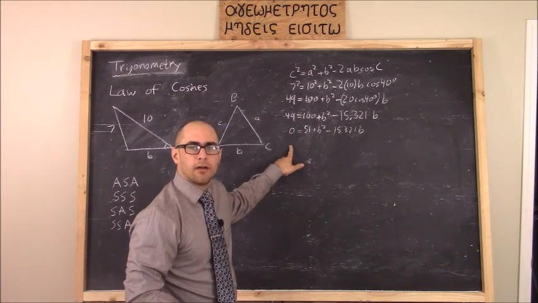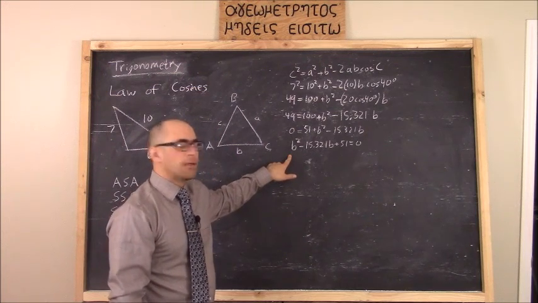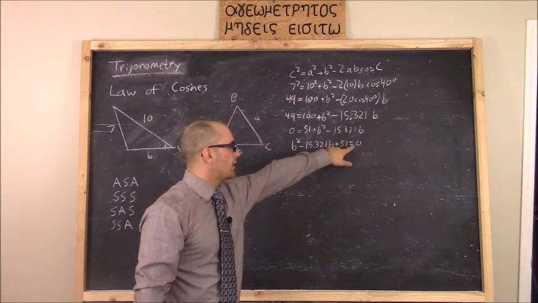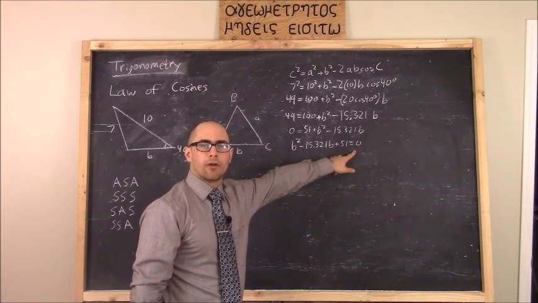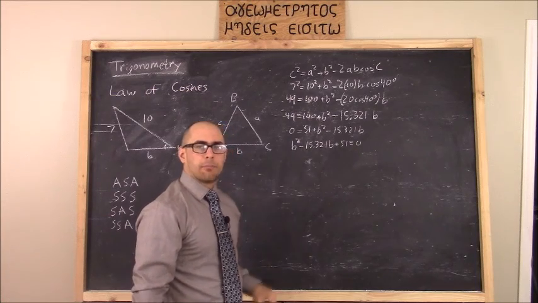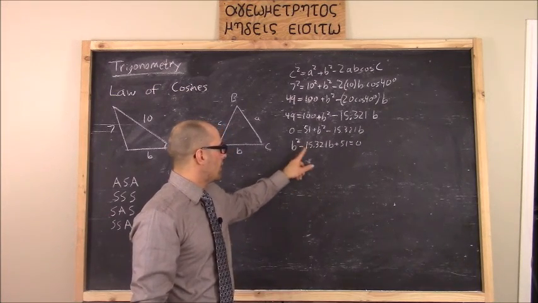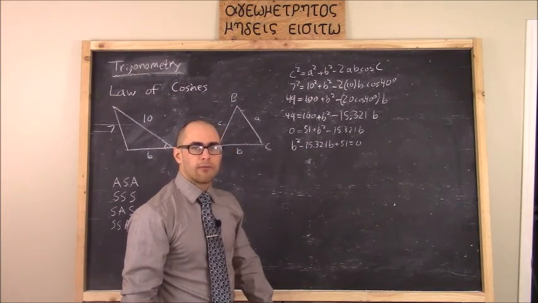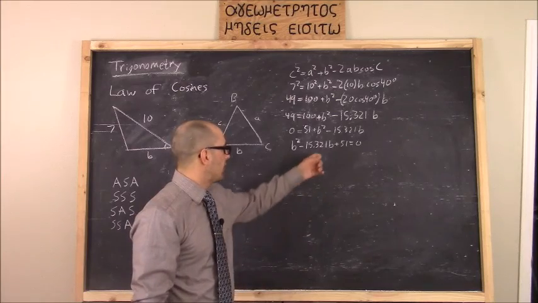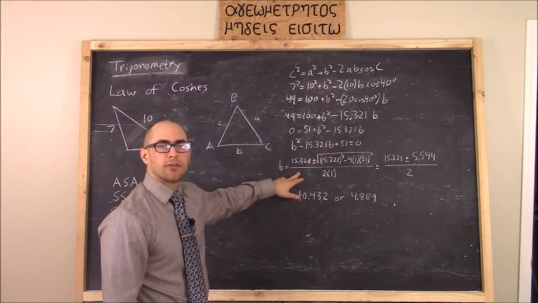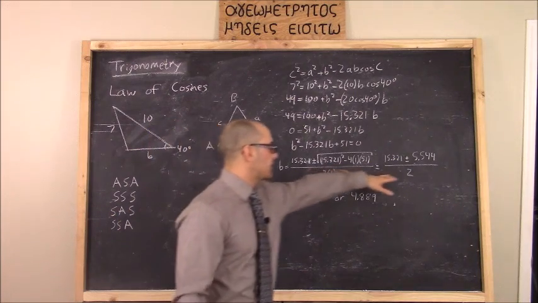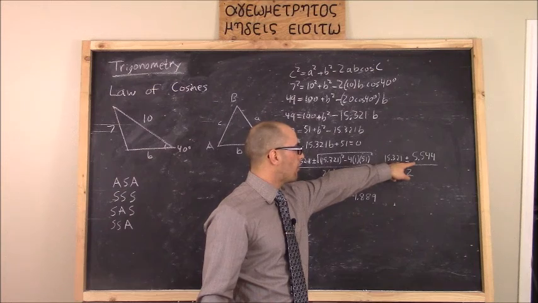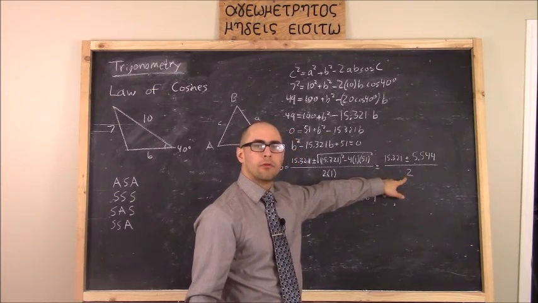Have you noticed something here? Well, if I rewrite this, b squared minus 15.321b plus 51 is equal to 0, I have a quadratic equation. I can plug the coefficients 1, negative 15.32, and 51 into the quadratic formula, and that'll spit out my answer for b. Plugging the numbers into the quadratic formula gives me this, 15.321 plus or minus 5.544 divided by 2.